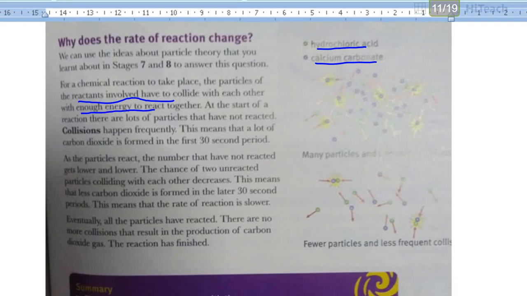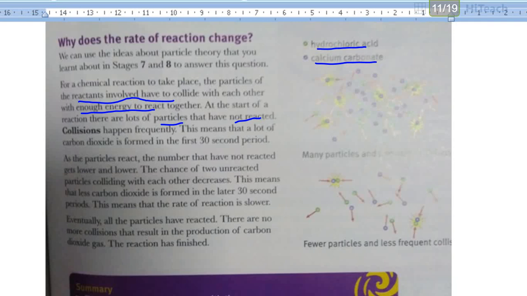So at the start of the reaction, there are lots of particles that haven't reacted yet, and they are colliding, so collisions happen frequently. This means that a lot of carbon dioxide is formed at the beginning. Okay, a lot of collisions will happen. So as the particles react, what's going to happen to the particles of reactants? The number that have not reacted gets lower and lower. So the reaction starts to be slower with time.